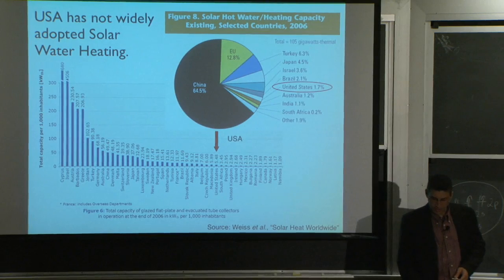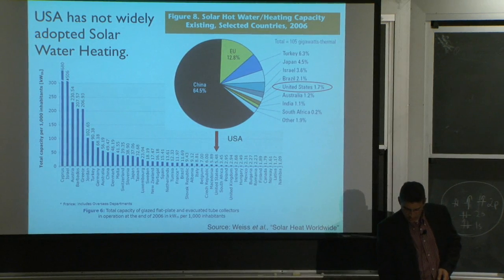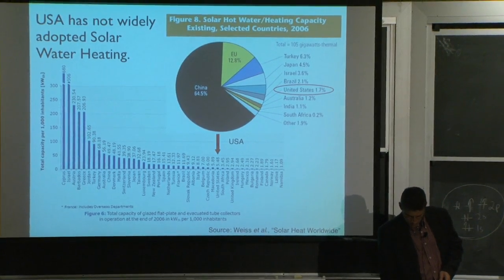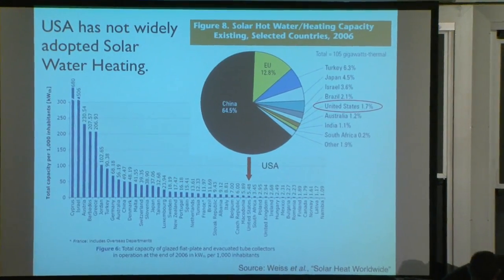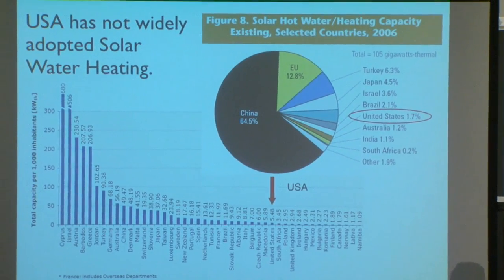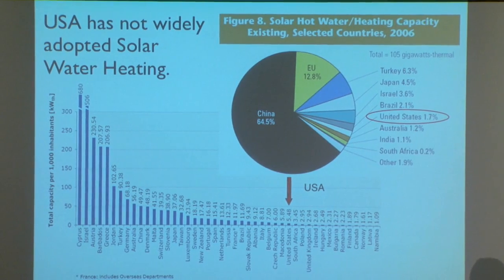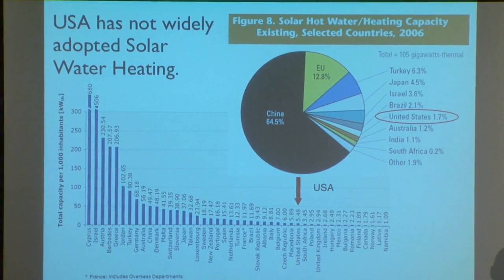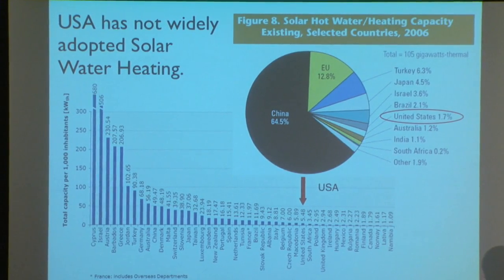So that's where solar chemical comes in. Anyway, Albania. We don't use solar thermal this way, and I don't understand why. It's a very inexpensive renewable resource.